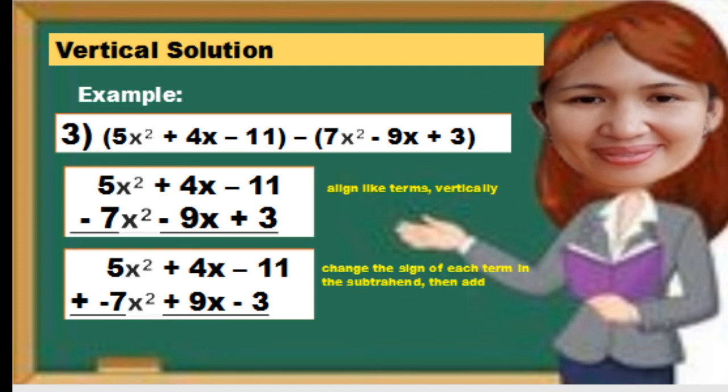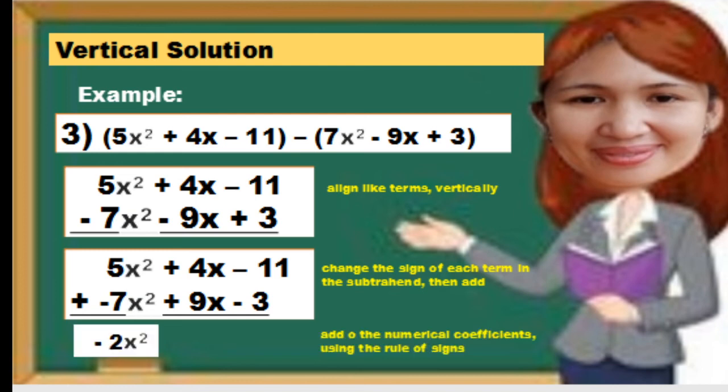Then proceed to addition. So we have 5 plus negative 7. We have negative 2x squared. 4x plus 9x, 13x. Negative 11 plus negative 3, it is negative 14. So that is the difference of 5x squared plus 4x minus 11 and 7x squared minus 9x plus 3. Congratulations to those who have understood our lesson. Let us continue. Okay, let's find out if you really understood it or not.